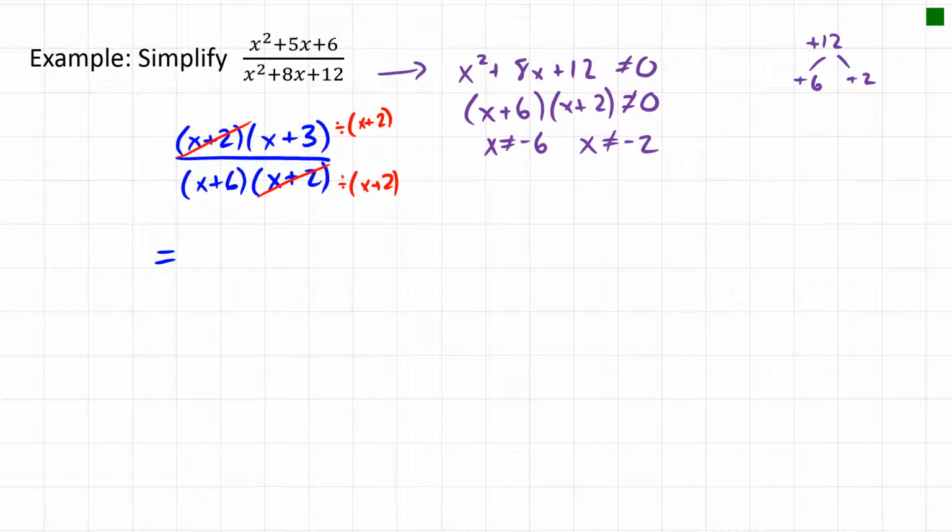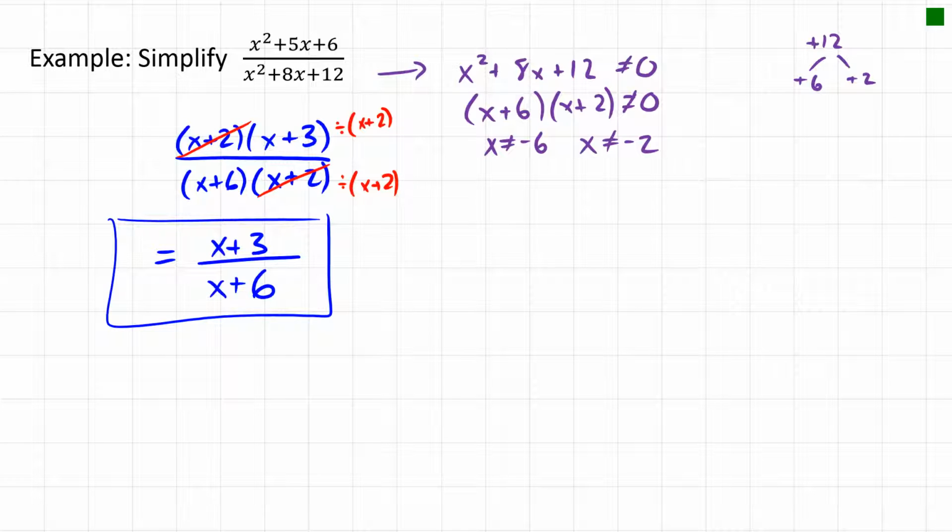So after we've canceled out common factors on the numerator and denominator, we're left with just x plus 3 on top and x plus 6 on the bottom. And there's no other common factors to be canceled out. So that's our simplified polynomial, and we've also identified our non-permissible values. So we're done.